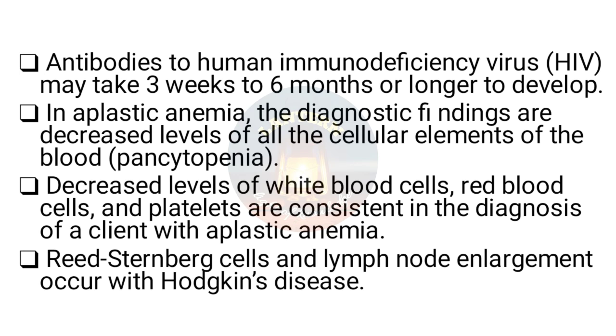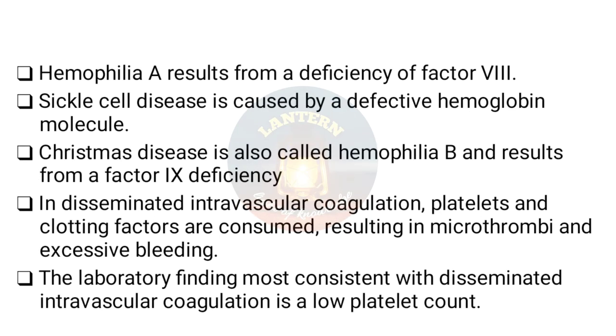In aplastic anemia, the diagnostic findings are decreased levels of all cellular elements of the blood, called pancytopenia. Decreased levels of WBC, RBC, and platelets are consistent with the diagnosis of a client with aplastic anemia. Reed-Sternberg cells and lymph node enlargement occur in Hodgkin's disease. Hemophilia A results from deficiency of factor VIII. Sickle cell disease is caused by defective hemoglobin molecule. Christmas disease, also called hemophilia B, results from a factor IX deficiency. In disseminated intravascular coagulation, platelets and clotting factors are consumed, resulting in microthrombi and excessive bleeding. The laboratory finding most consistent with DIC is a low platelet count.